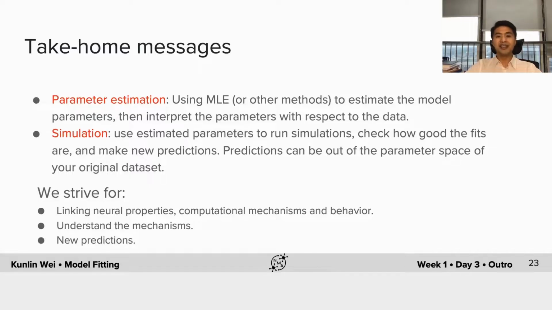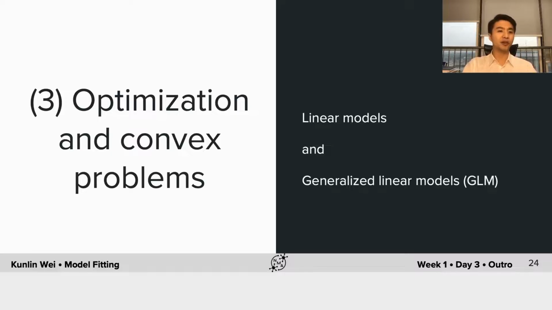In the third part, I will extend from linear model to generalized linear models. So stay tuned. All right, the third part of my outro, I will talk about optimization and the convex problems. Because today, we only touch upon very simple linear models. But in fact, we can extend to generalized linear models. And why we do that? Because it is related to the convexity.